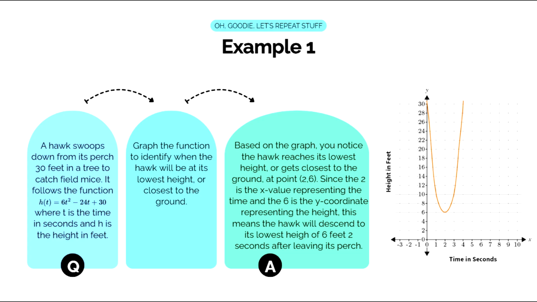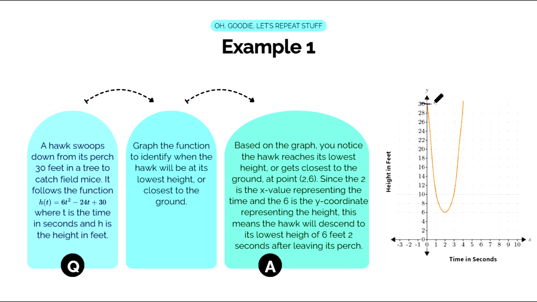Here's example 1. A hawk swoops down from its perch 30 feet in a tree to catch field mice. It follows the function h of t is equal to 6t squared minus 24t plus 30, where t is the time in seconds and h is the height in feet. Graph the function to identify when the hawk will be at its lowest height or closest to the ground.